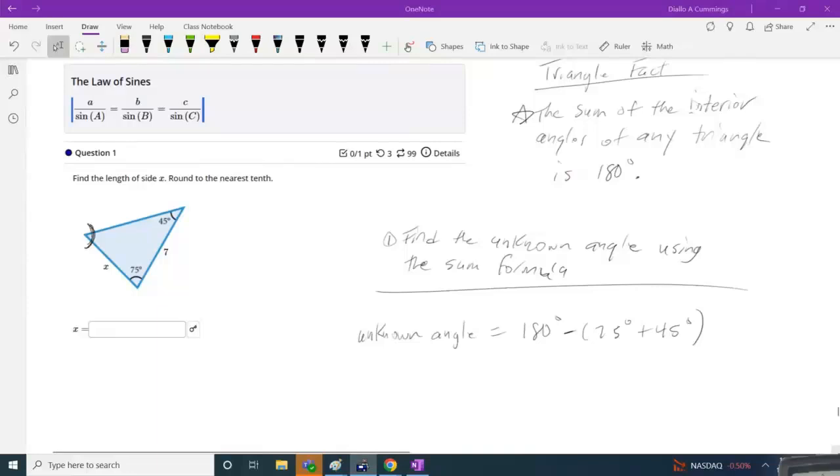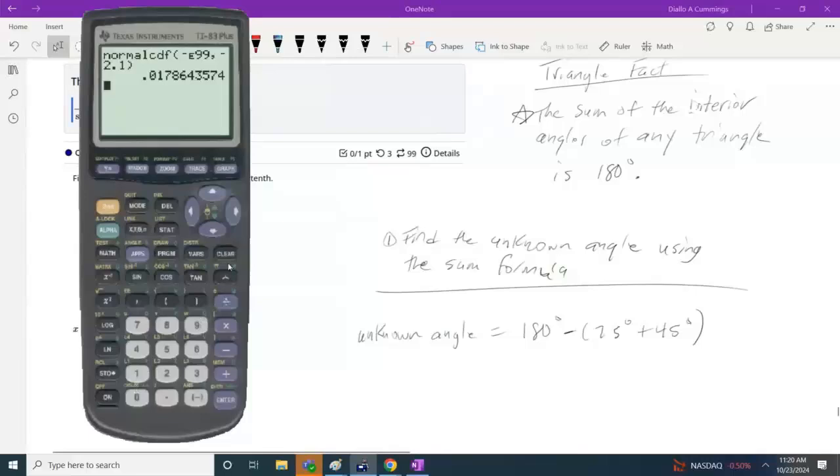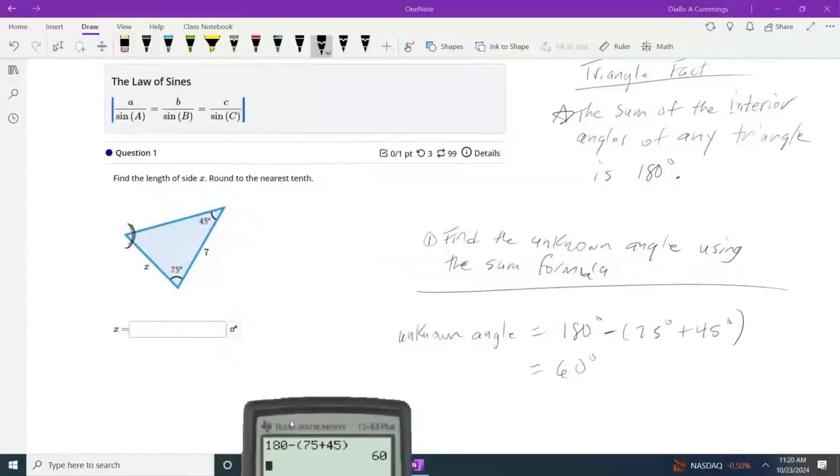So if I put this into my calculator, 180 minus, I'm going to use a parenthesis, 75 plus 45, and we should get that unknown angle to be 60 degrees. So that's my first step. I found this unknown angle, and I'm just going to jot that in as 60 degrees.